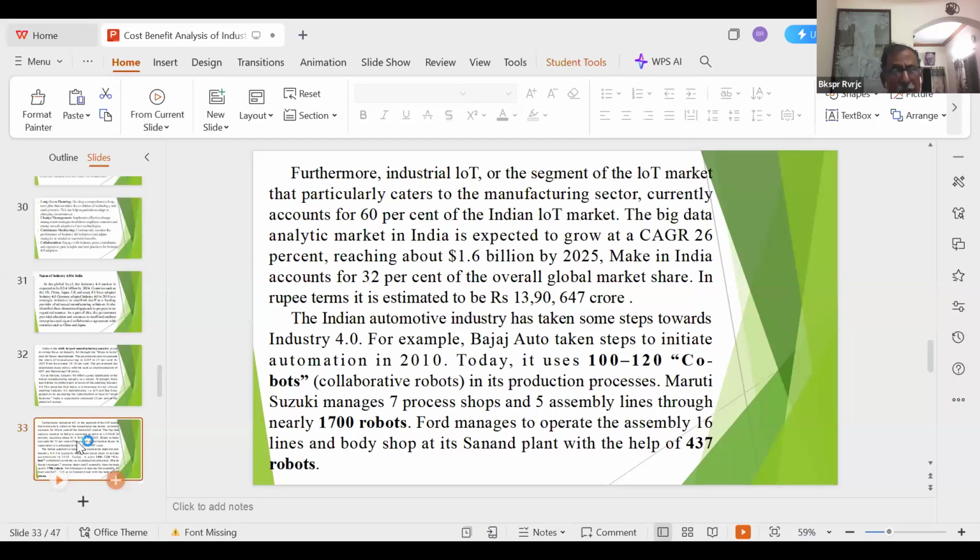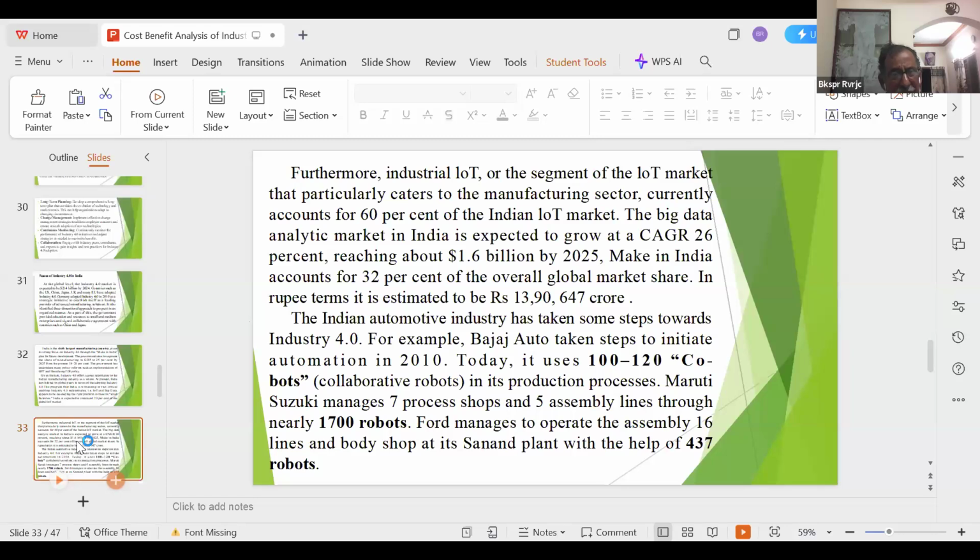The Indian automotive industry has taken some steps towards Industry 4.0. For example, Bajaj Auto took steps to initiate automation in 2010. Today, it uses 100 to 120 cobots, collaborative robots, in its production process.